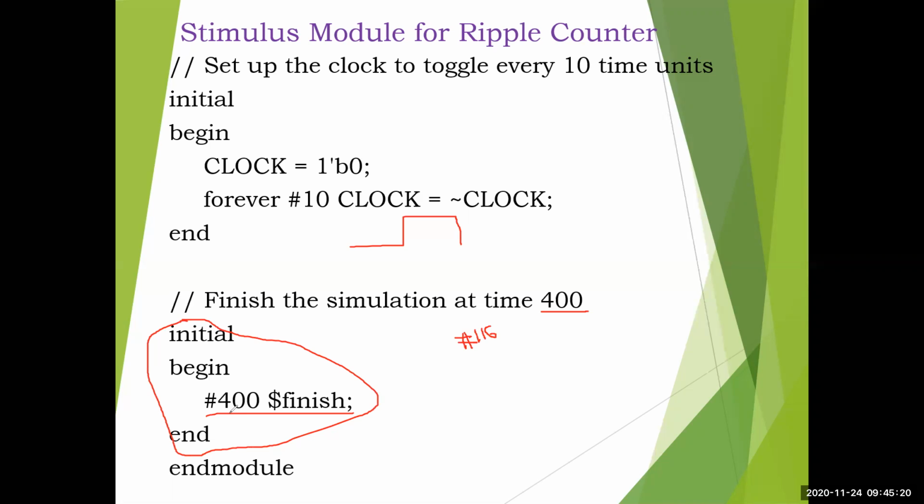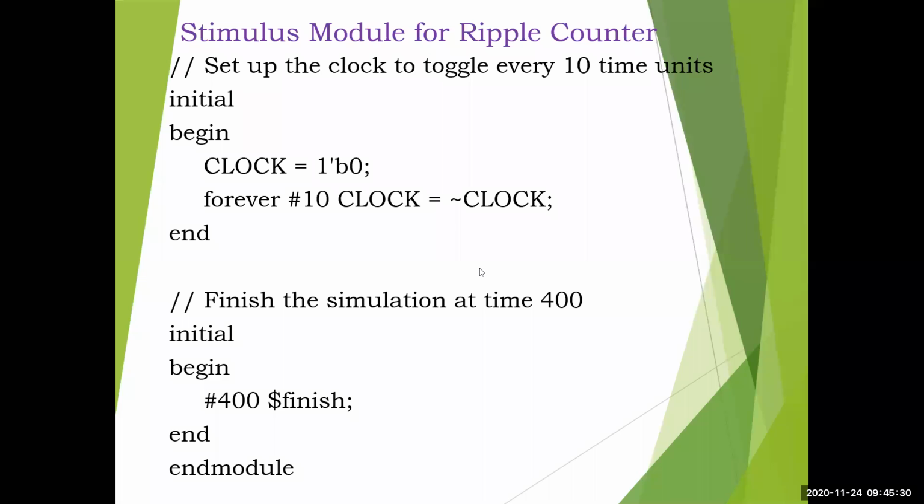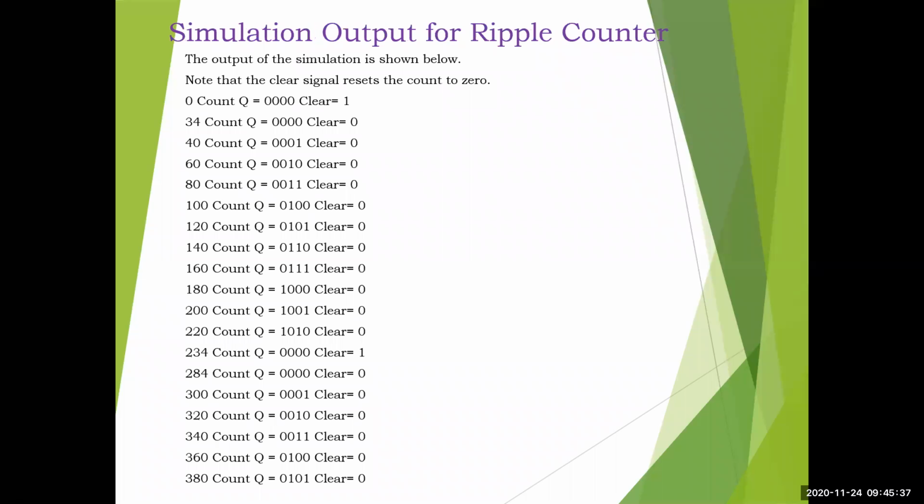So just to show you in the stimulus module how the waveforms will work, I have taken this example. We'll write the simulation output for this. I hope you have understood, so note this down. The simulation output starts from 0. See here how it looks.